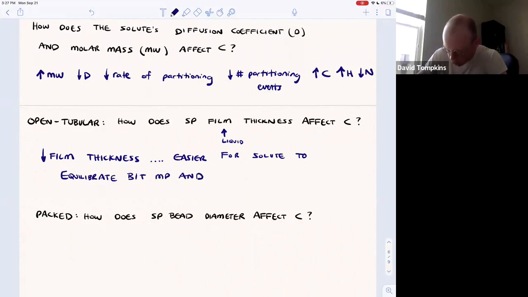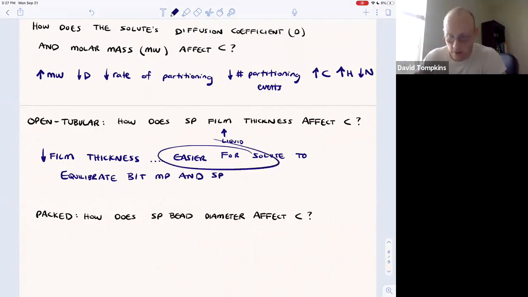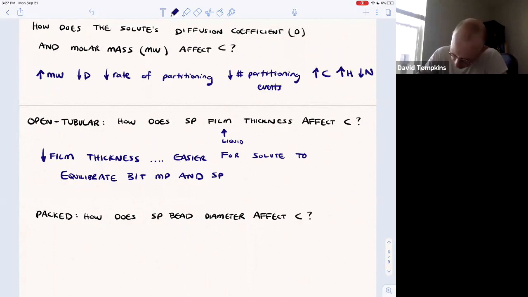So equilibration or partitioning between mobile and stationary phases becomes easier and therefore faster. That increases the number of partitioning events. So decreasing film thickness is going to cause a decrease in the C term, or a decrease in the plate height, and therefore an increase in the number of plates.